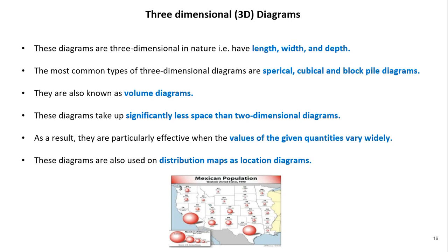These diagrams are also used on distribution maps as location diagrams. Now here we can see the Mexican population, that is a map of Mexico, in which different states of Mexico are shown and the population is shown. So here we can easily identify by seeing the size of the sphere. We can estimate the population size by seeing the size of the sphere.